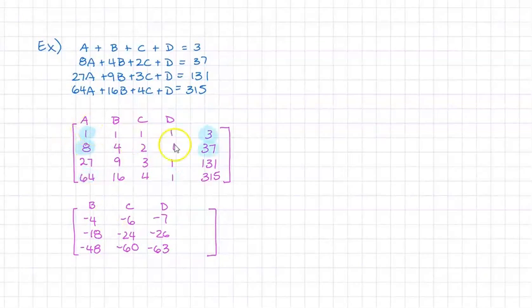So 1 times 37 minus 3 times 8, that's going to be 13. Then 1 times 131 minus 3 times 27, that's going to be 50. And the last spot for this matrix, 1 times 315 minus 3 times 64, and you're going to get 123.